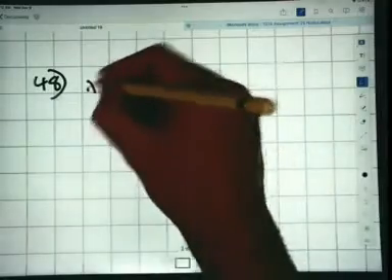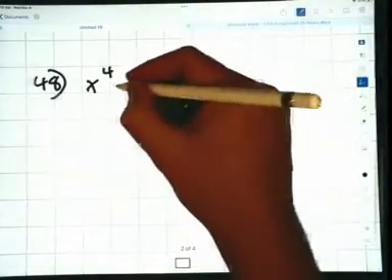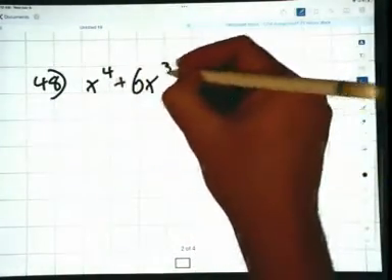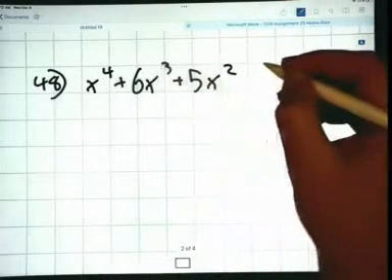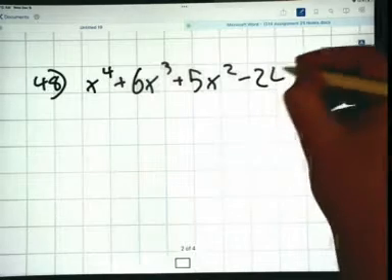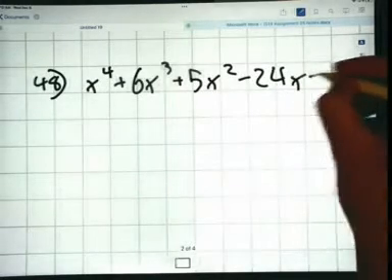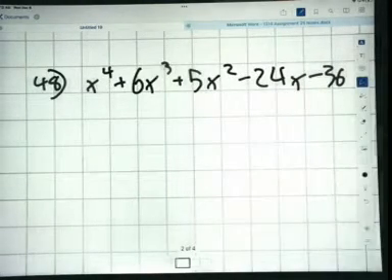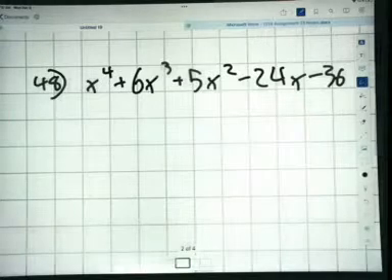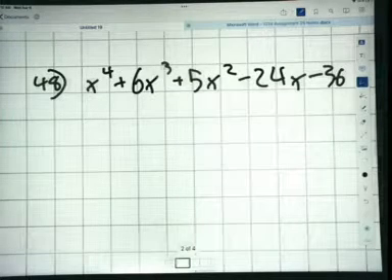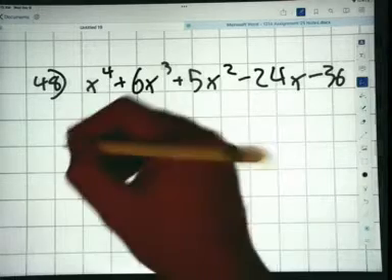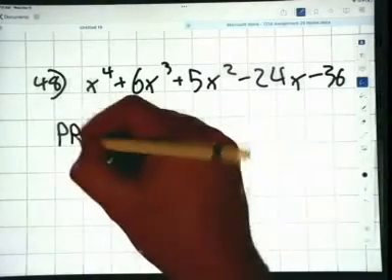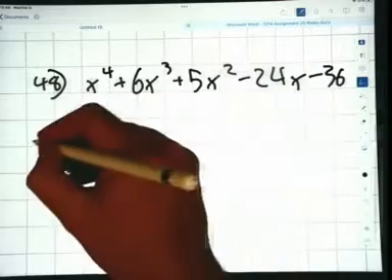Okay, so we have x to the fourth plus 6x to the third plus 5x squared minus 24x minus 36. And if we look at part B, we want to find all the zeros, all the roots of this function. So that's going to start off by finding those possible rational zeros. That's part A.